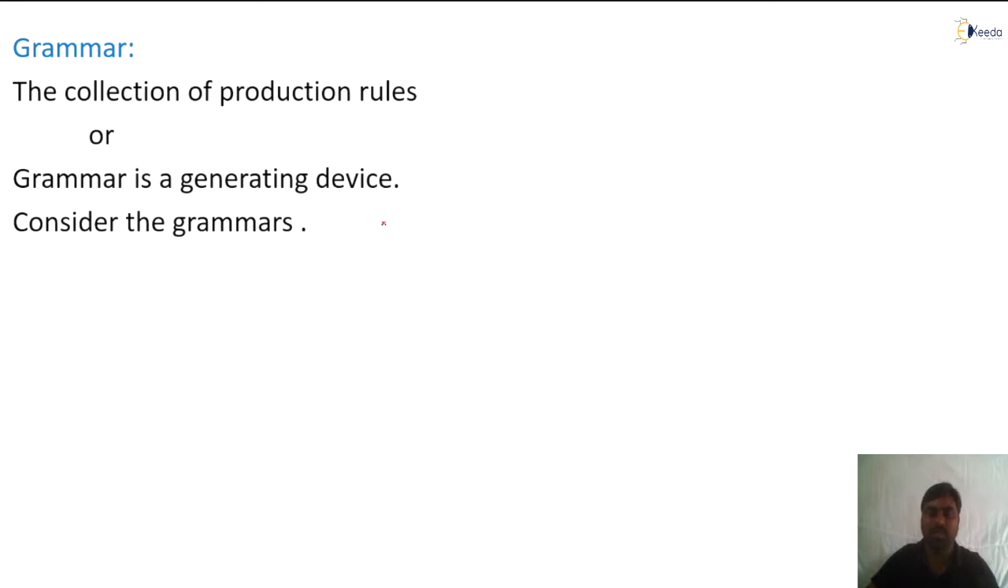Suppose grammar is a collection of production rules, like S derives AB is a production, A derives a, and B derives b. These are the productions. How many productions are there? Three productions. A collection of production rules is nothing but grammar. It is also a generating device. What is it generating? It is generating strings. The collection of strings is nothing but a language. As I mentioned, grammar generates the language. What kind of language it will generate, we will understand.